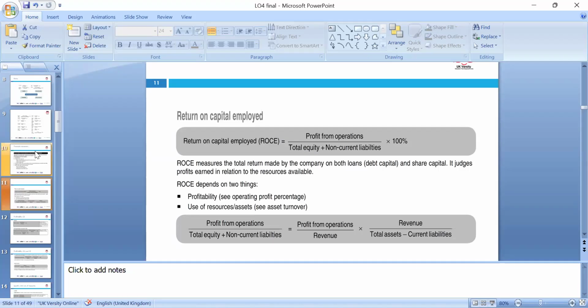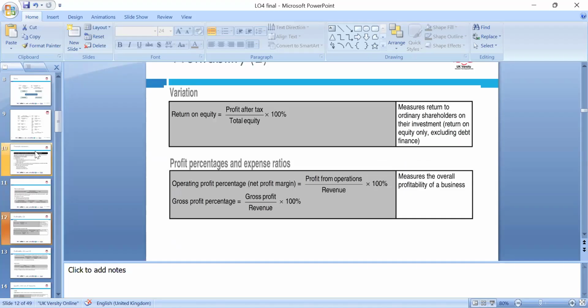So return on capital employed shows the profit from operation divided by total equity plus non-current liability. Why non-current liability? Because it's a long-term liability. We borrow money for major investment purposes. That's the reason, and we want to look at what is the return on the capital we invested. So profit from operation divided by total equity plus non-current liability, or profit from operation divided by revenue times revenue divided by total assets minus current liabilities. These are different formulas. At the end of the day, it depends on your objective, what you really want to achieve.